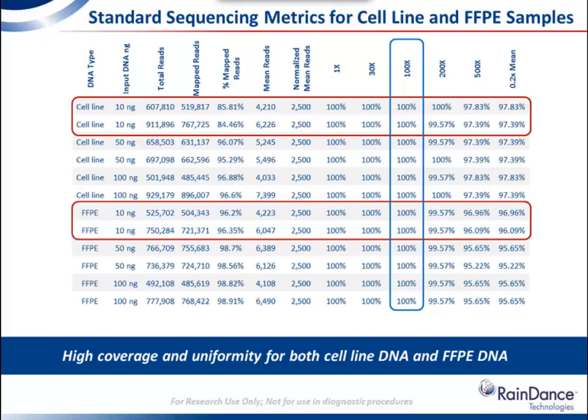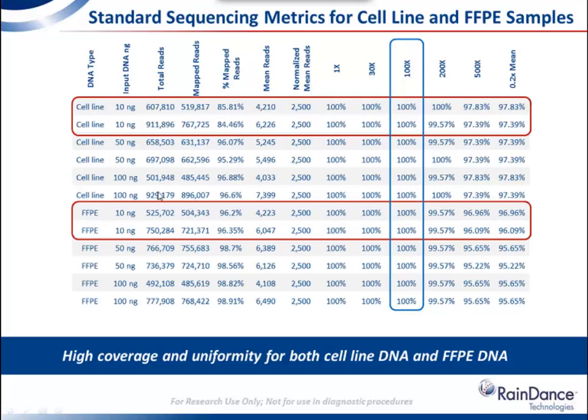So this table we'll refer to as the standard sequencing metrics, which contain the pertinent information on the performance of the samples with the ThunderBolts Cancer Panel. What you see on the left-hand side of the table is the type of DNA that we analyze. Cell line DNA with high-quality DNA, and then FFPE DNA. We next have the quantity of DNA, anywhere from 10, 50, and 100 nanograms, both for cell line and for FFPE DNA. What I've highlighted in the boxes here are the lower amounts of DNA input for both sample types.